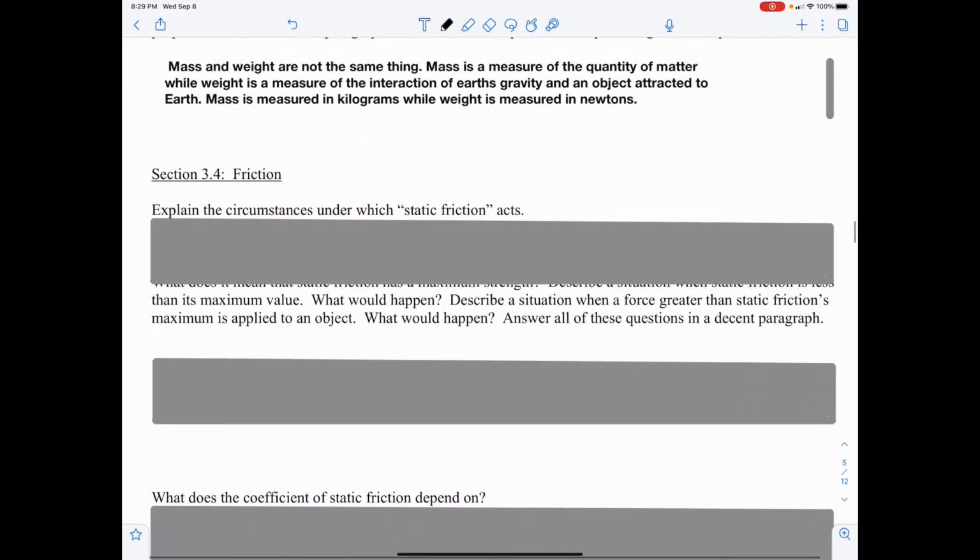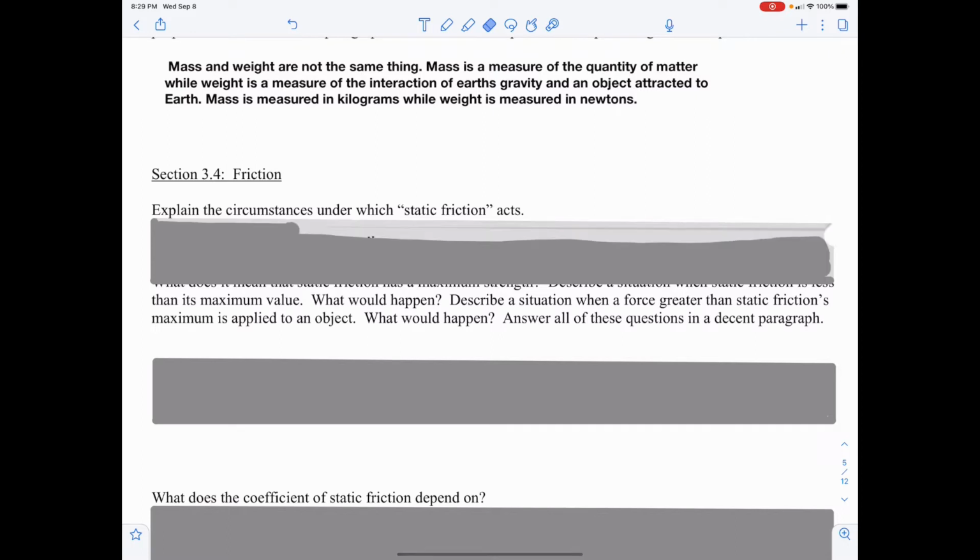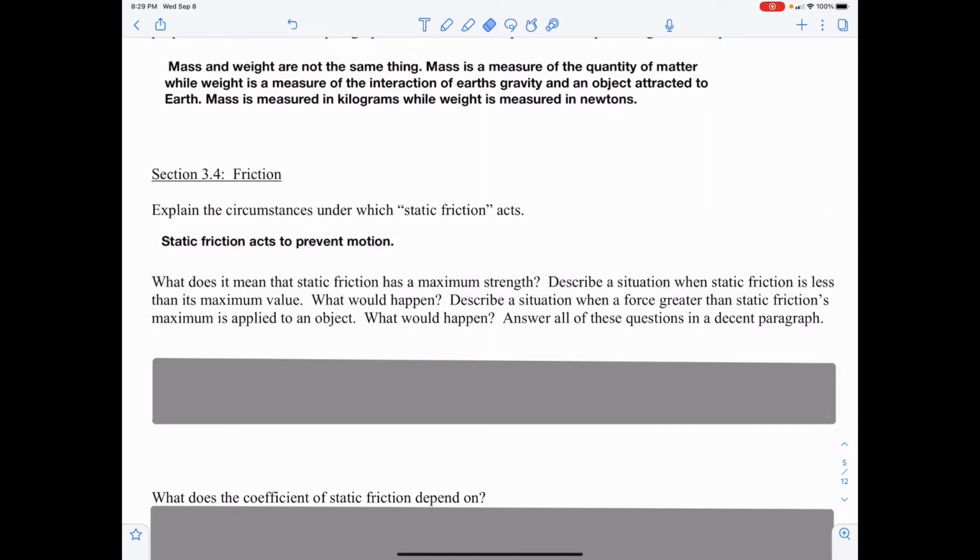Section 3.4, friction. Explain the circumstances under which static friction acts. Well, static friction acts to prevent motion. Static friction is the type of friction that holds or prevents an object from sliding or skidding on a rough surface.